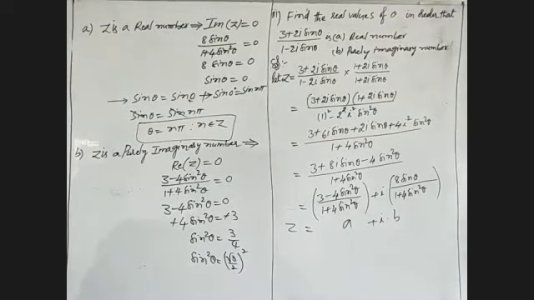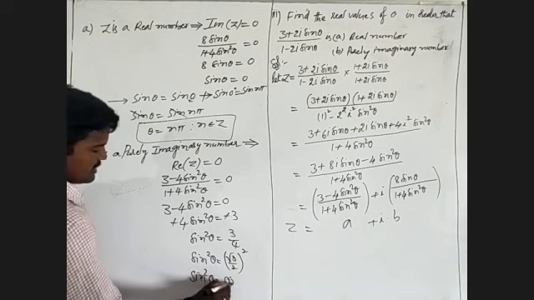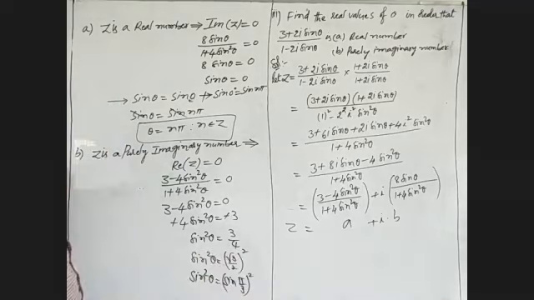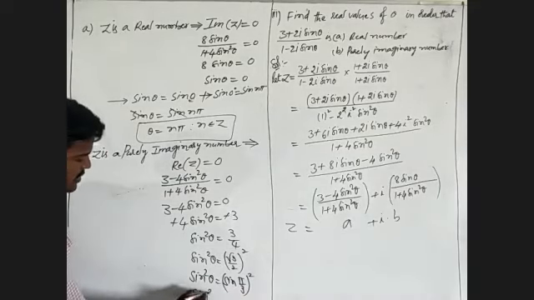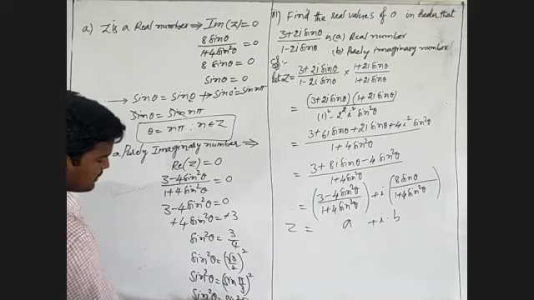If you observe, when does sin give root 3 by 2? It is sin 60 degrees. So I will write sin square theta is equal to sin 60 degrees, which is pi by 3, whole square. That is, sin square theta is nothing but sin square pi by 3.